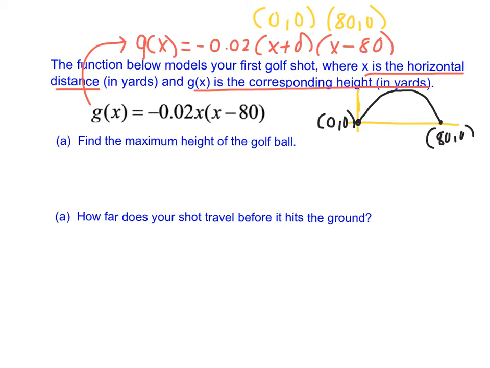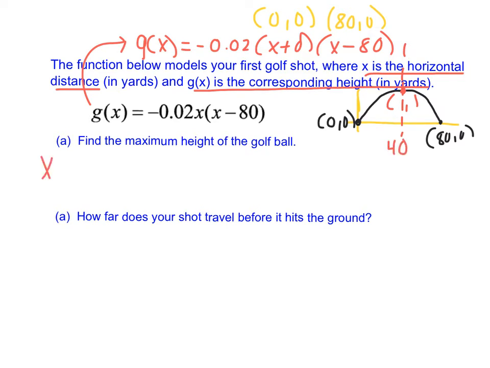So here it says find the maximum height of the ball during our shot. So we're trying to find out the maximum height at this particular point. So we need to find our vertex. And the easiest way to find our vertex is to find our axis of symmetry and then plug that into the equation. Because I have intercept form, I know that my axis of symmetry is halfway in between, which in this case happens to be 40.